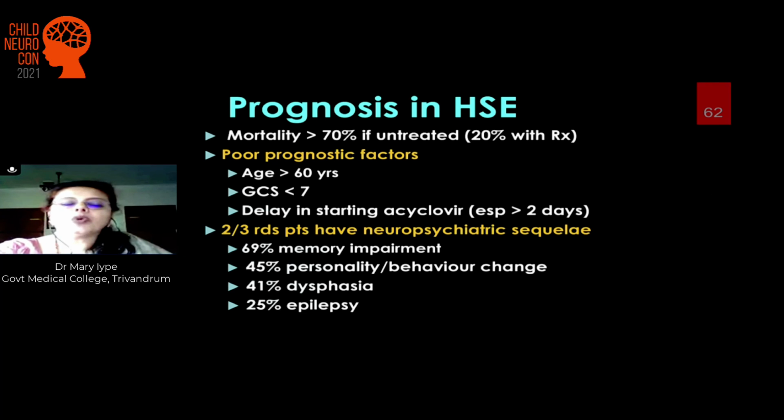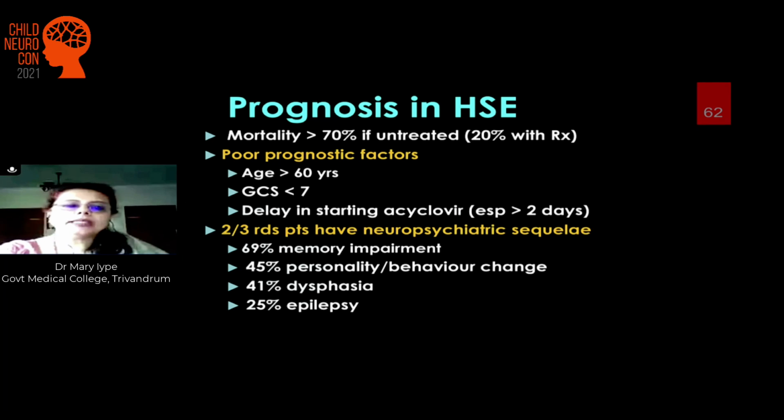The poor prognostic factors: age above 60, a GCS less than 7, and delay in starting acyclovir, especially if it's more than 2 days. And two-thirds of patients have neuropsychiatric sequelae even with treatment. The management of HSV 1 and 2, acyclovir has been described.